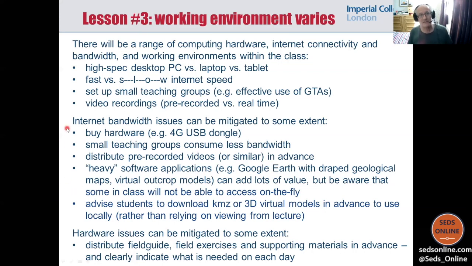Internet bandwidth, well, some of that requires hardware. So buying a 4G USB dongle is something which is relatively cheap. That depends obviously on who you're talking to, but there are some relatively quick fixes. Another advantage of teaching in small groups is that if you've got 10 people trying to join a conversation, that takes up less bandwidth than having 40 people trying to join a conversation, for example.